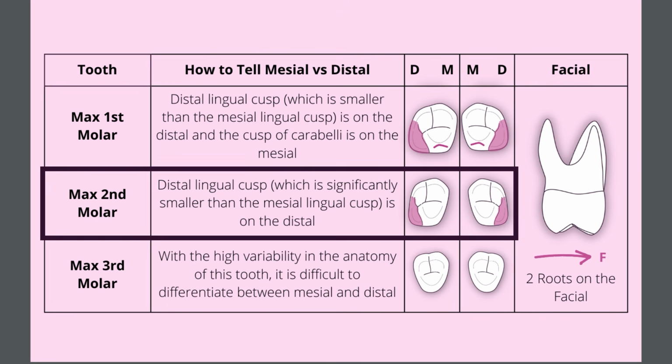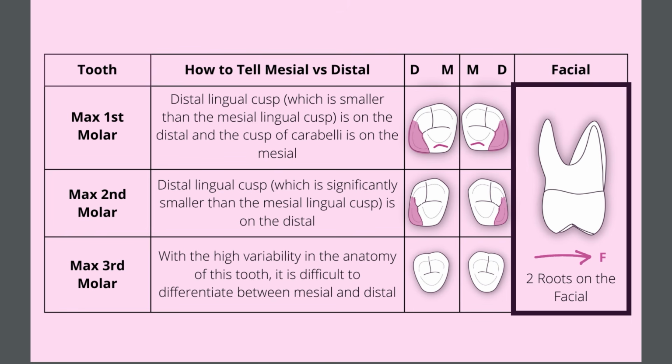The maxillary second molar has a distal lingual cusp, which is significantly smaller than all the other cusps, and that will be on the distal. The maxillary second molar has 3 roots. The side with 2 roots is the facial.